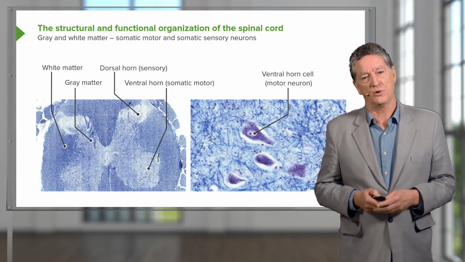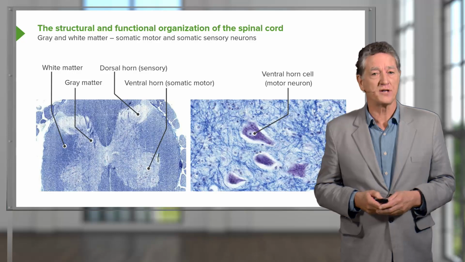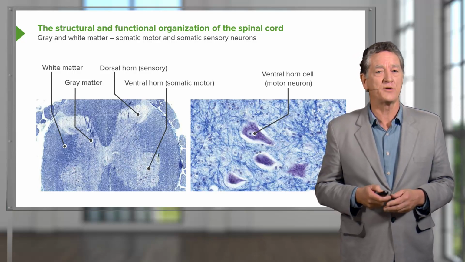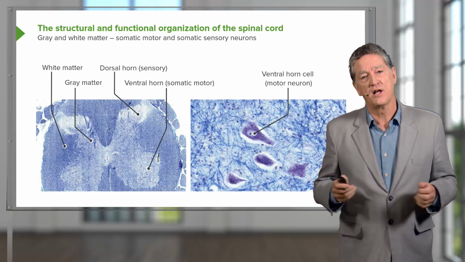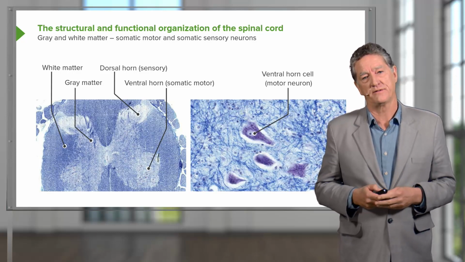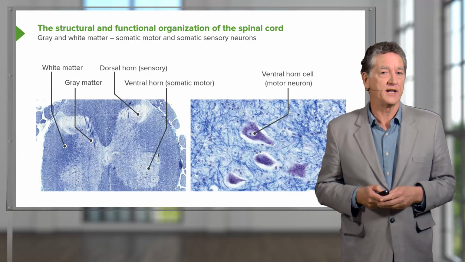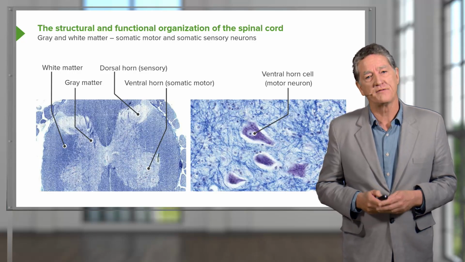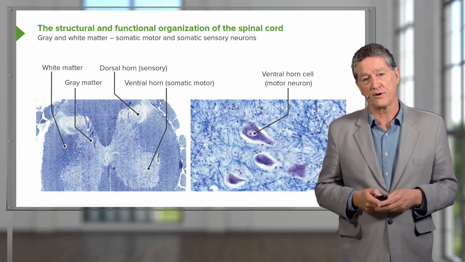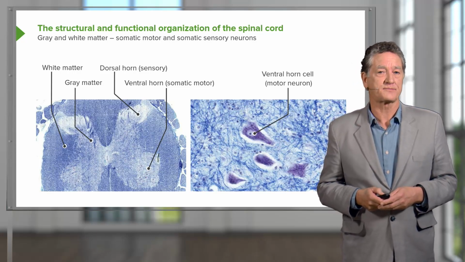Whereas the ventral horn houses cell bodies of motor neurons, somatic motor neurons, those that are going to innervate skeletal muscles, those that we're consciously aware of. And it's very important you know the difference then of the dorsal horn and the ventral horn and the sorts of neurons that you find there.